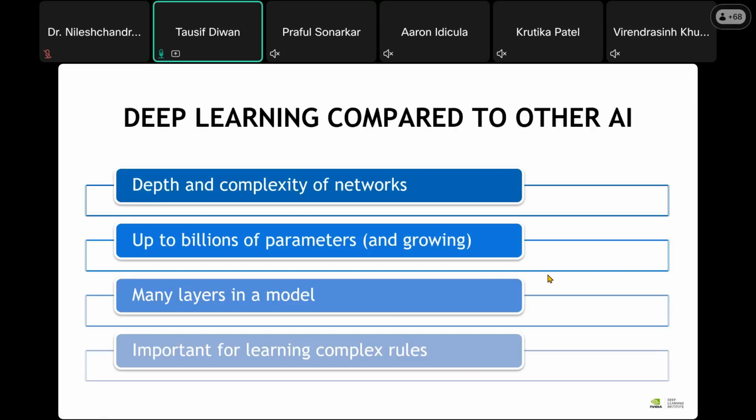Basically, we can think in this direction: the number of layers in a neural network. If the number of layers in a neural network is large, then we can consider that model a deep model, or deep learning. The parameters of a neural network are the weight matrix and the bias.